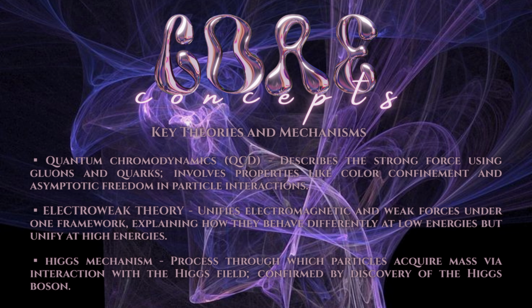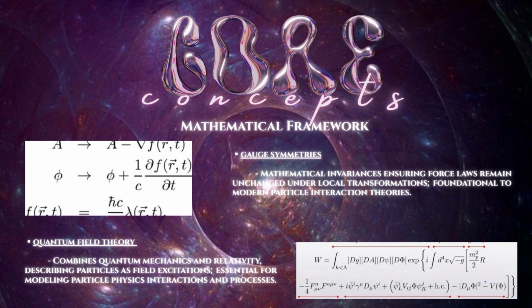So here in this slide, it explains the key theories and mechanisms in the Standard Model. QCD explains the strong force through quarks and gluons, the electroweak theory unifies the weak and electromagnetic forces, and lastly, the Higgs mechanism shows how particles gain mass.